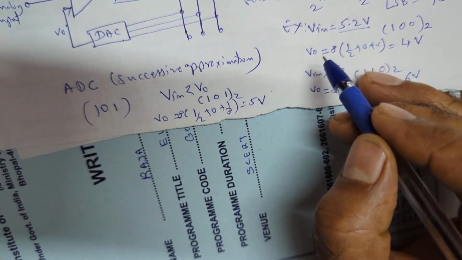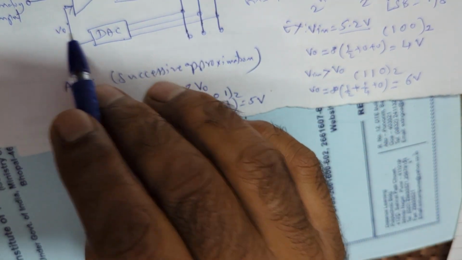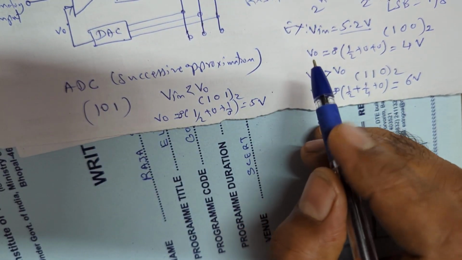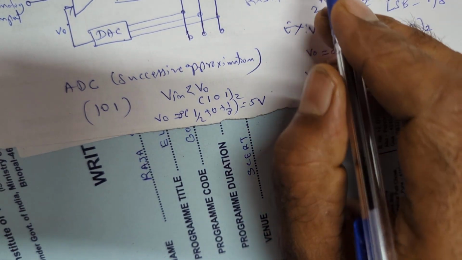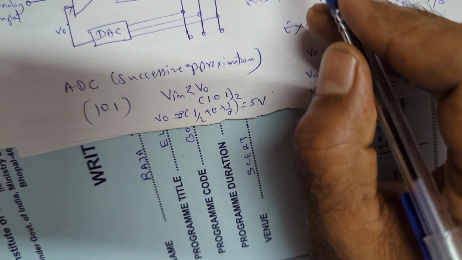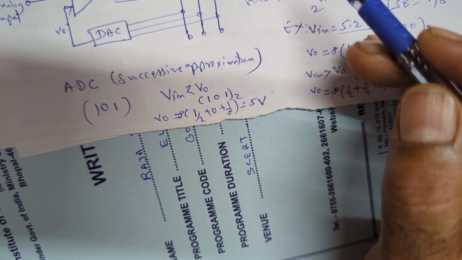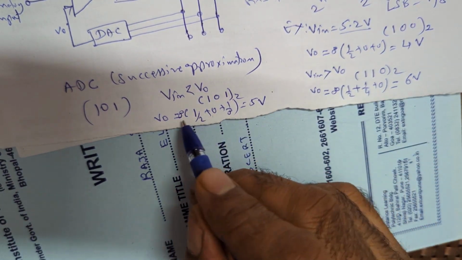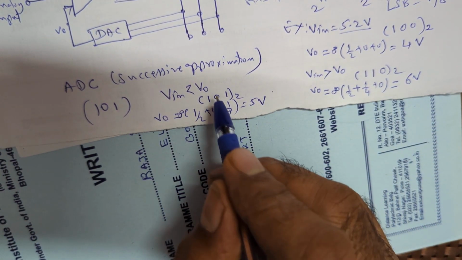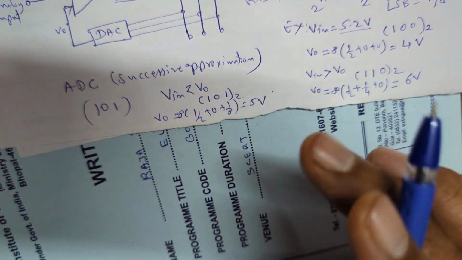Likewise, you can convert the analog signal into digital representation by using a 3-bit converter. If you want a closer approximation, you should go for a higher number of bits, like 4-bit, 5-bit, 6-bit or 8 bits, and the output obtained will be closer to the incoming voltage. Okay, that's all. Thank you.